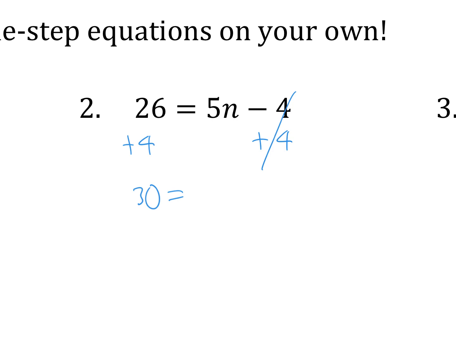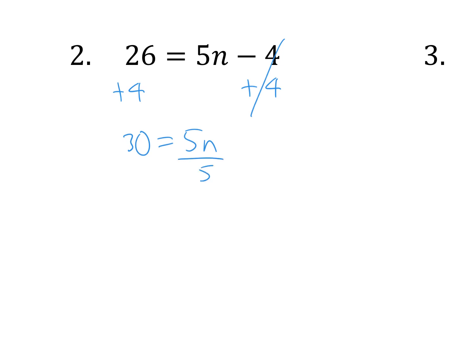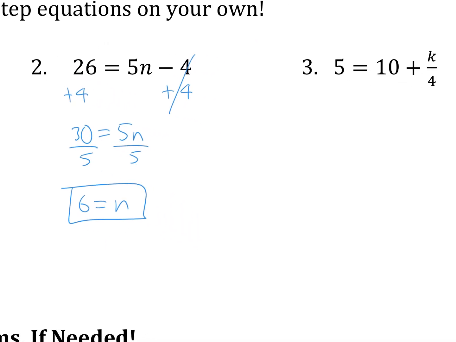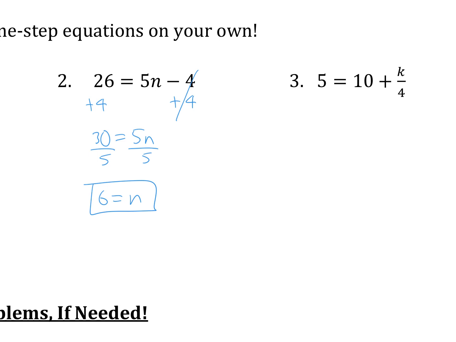These cancel if you want to do that. And now we have 5 times n equals 30. How do we undo multiplying by 5? Divide by 5. So 6 equals n. And it's by itself. That's how you solve it to get the variable by itself. Okay? All right, feel free to try number 3 if you haven't already.